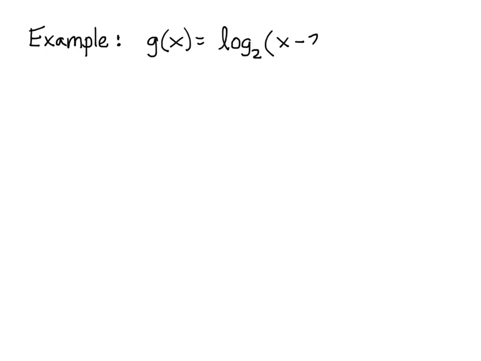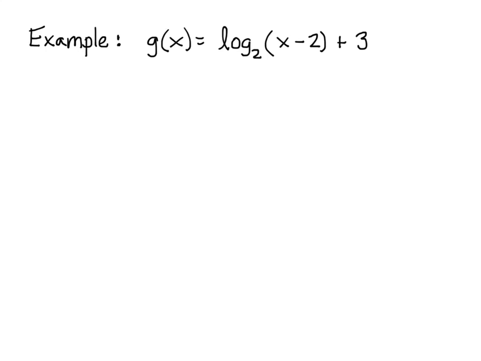So let's say we have g of x equals the log base 2 of x minus 2, plus 3. Let's think about what's going to happen here if we just look at what I had on the previous slide. So x minus 2, we expect the graph to move over 2. And so what that means is we no longer have a vertical asymptote at 0. We have a vertical asymptote at 2, right? Because 2 minus 2 is 0.